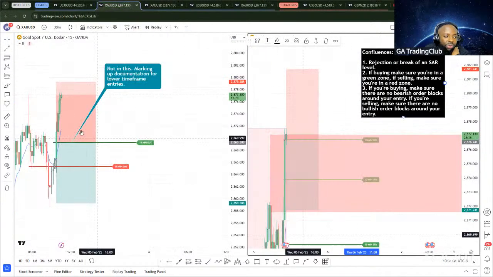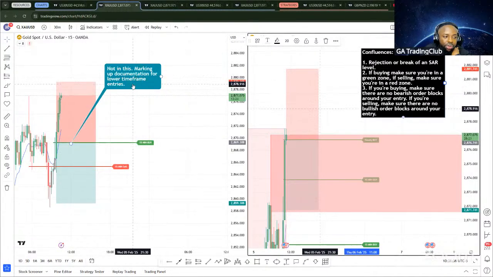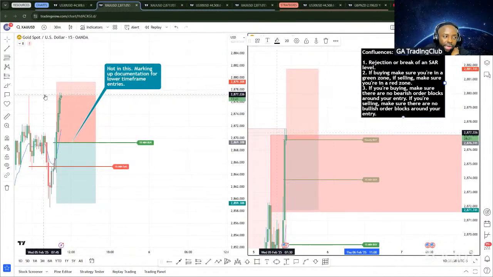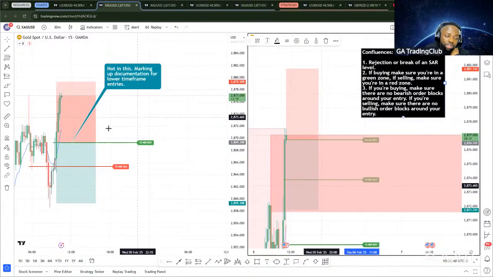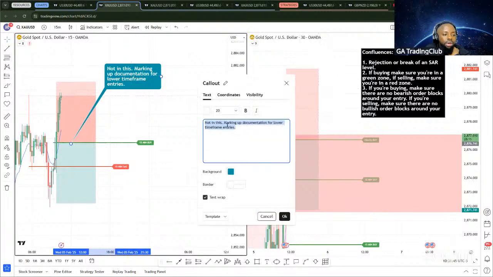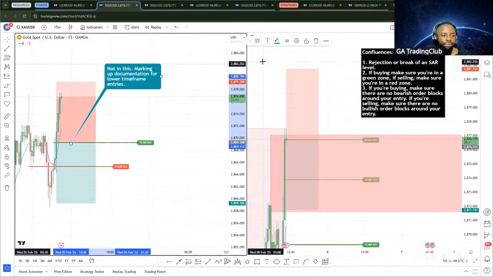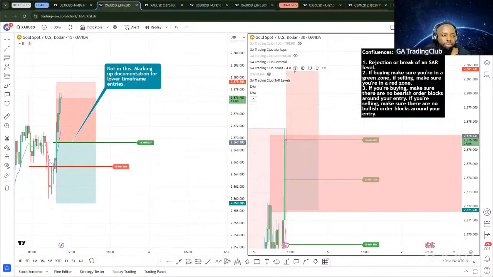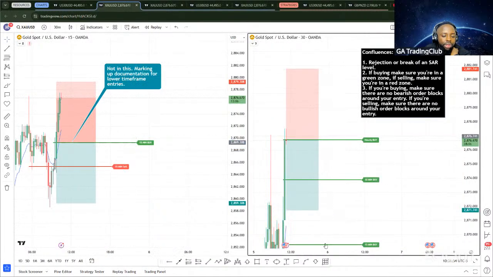But if I was already in this 15-minute trade, I would ideally be 80%, 90% in drawdown. And actually, it's not looking good for this 15-minute setup. Same thing here for this 30-minute setup. So this was an A setup. And same thing here, I will mark this up with that notice again.